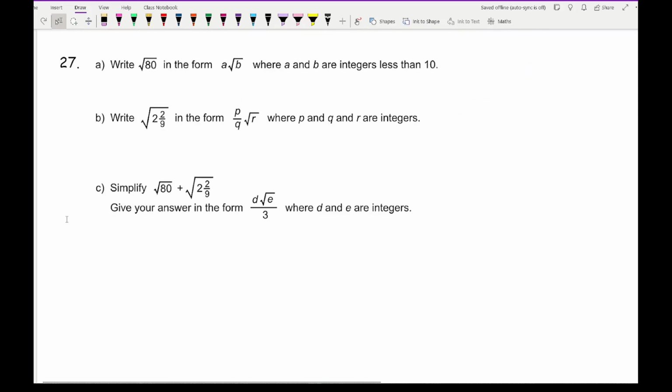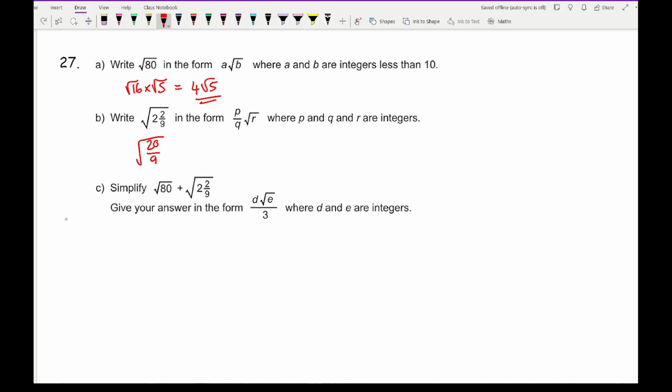Then moving on to question 27, surds again. It says, write root 80 in the form a root b, where a and b are integers less than 10. So here we've got this as root 16 times root 5, and so that's going to be 4 root 5. And there's our final answer. For b, we want to write this as an improper fraction. So we've got 20 over 9, square rooted.